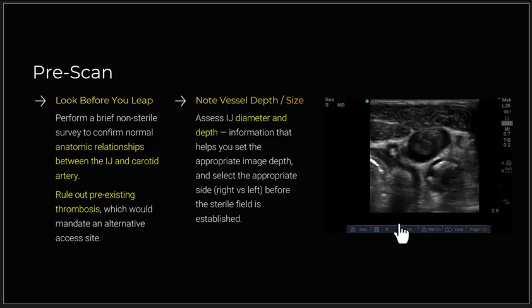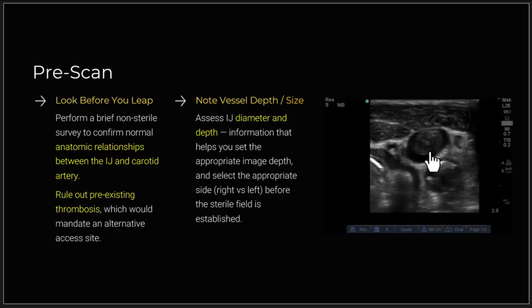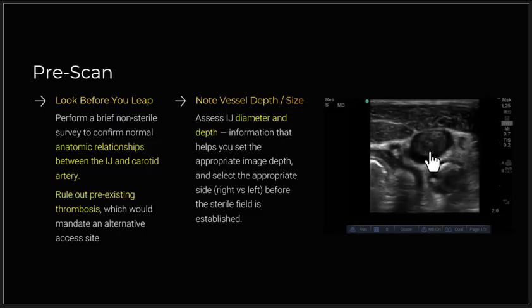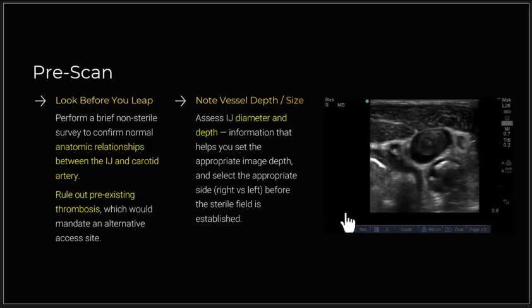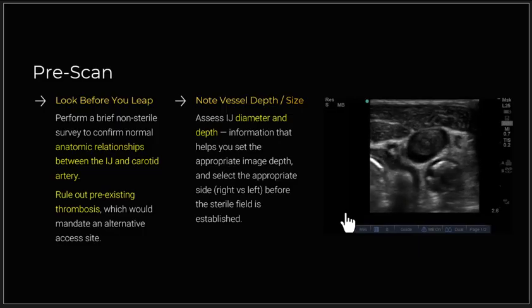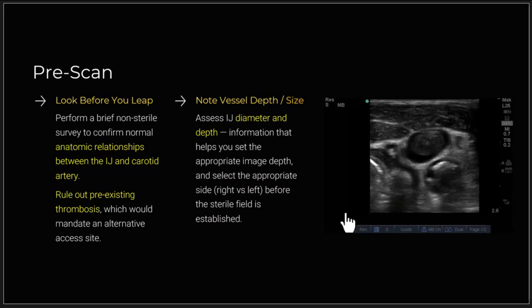So if you take a look here, this image on the right, here's the IJ vein and carotid. What do you see inside the lumen of the IJ vein but a big thrombosis? So this patient has an IJ DVT. We would want to avoid that site and go check out the other side of the patient to see if they had a patent IJ. We don't want to be putting a central line through a thrombosis.